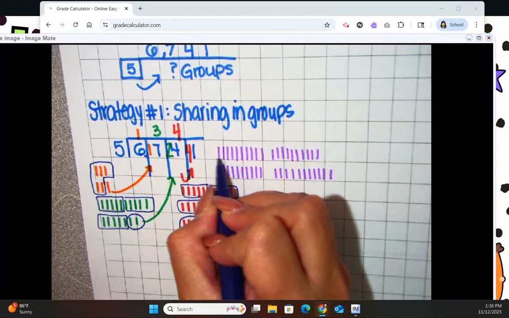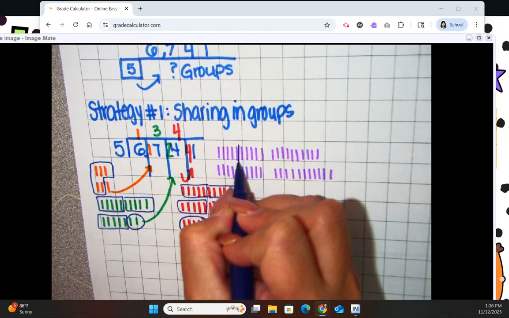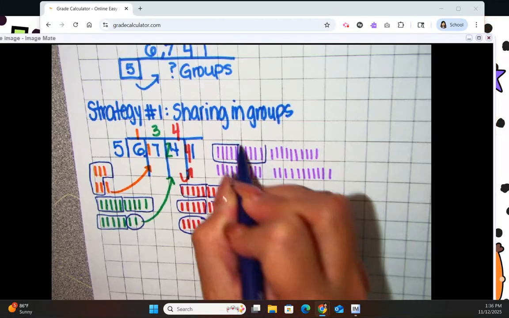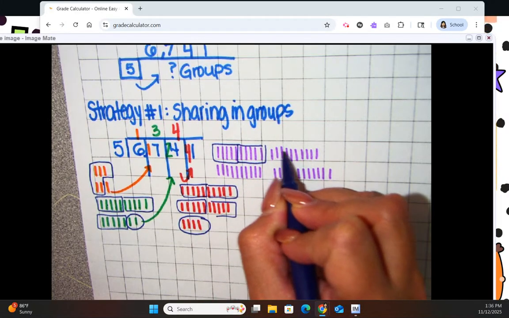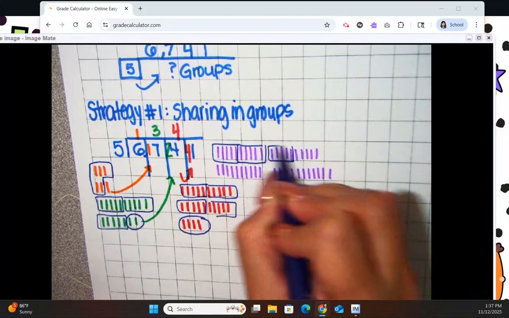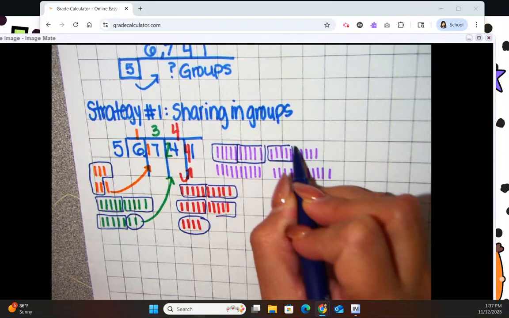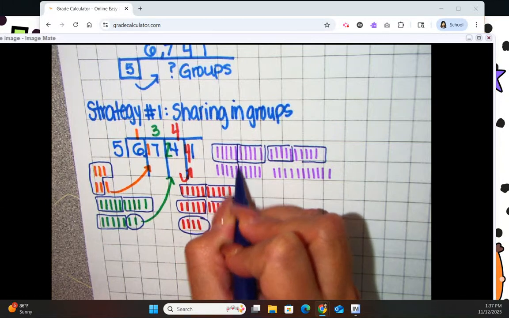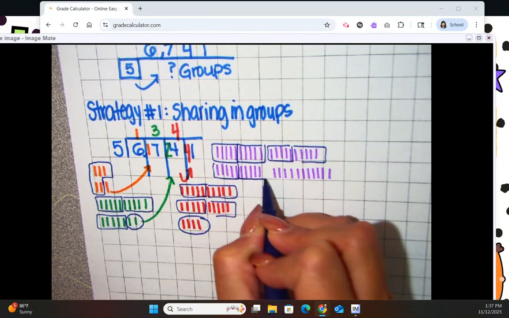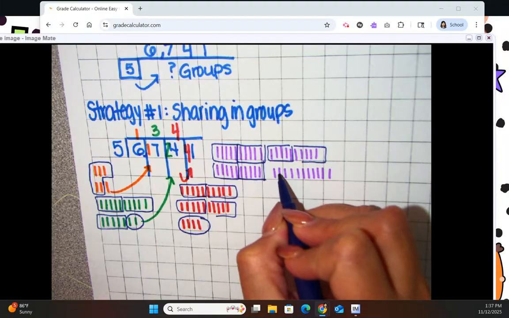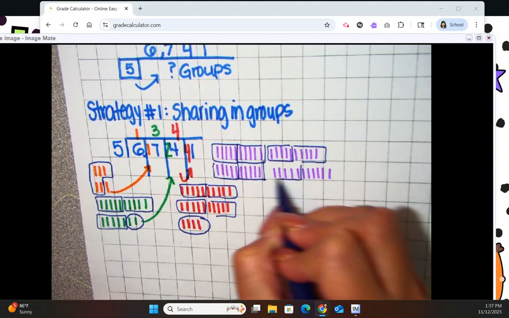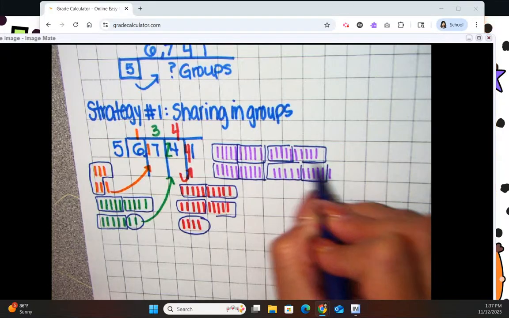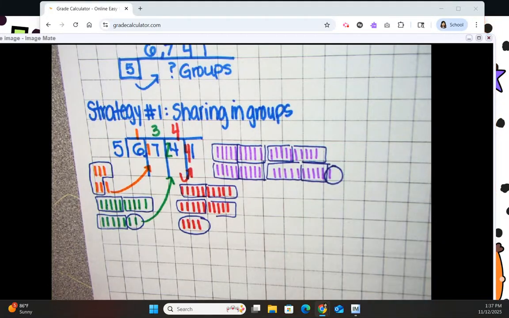1, 2, 3, 4, 5. Group after group of 5, counting each one out. I've done like 6 to 7 battles.